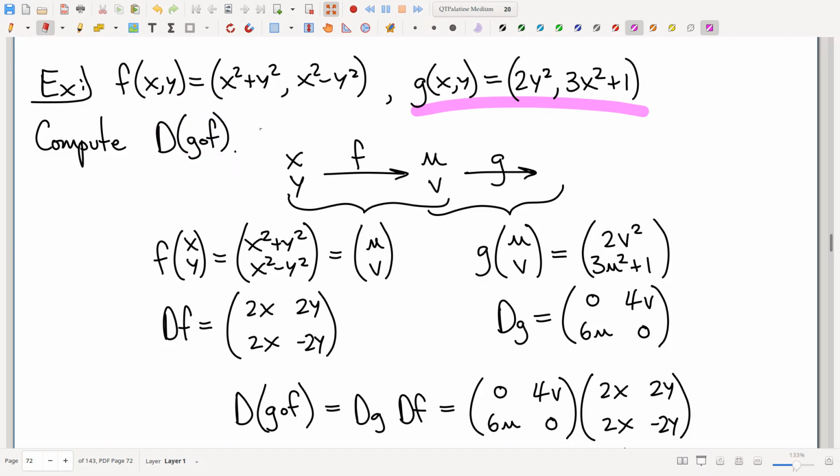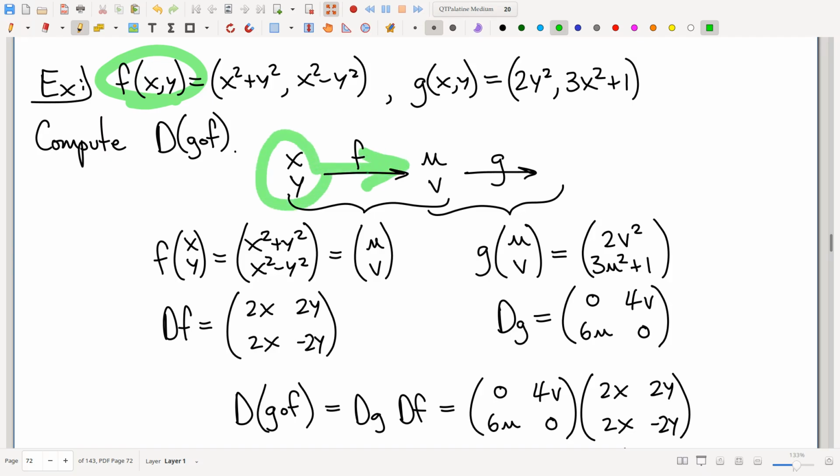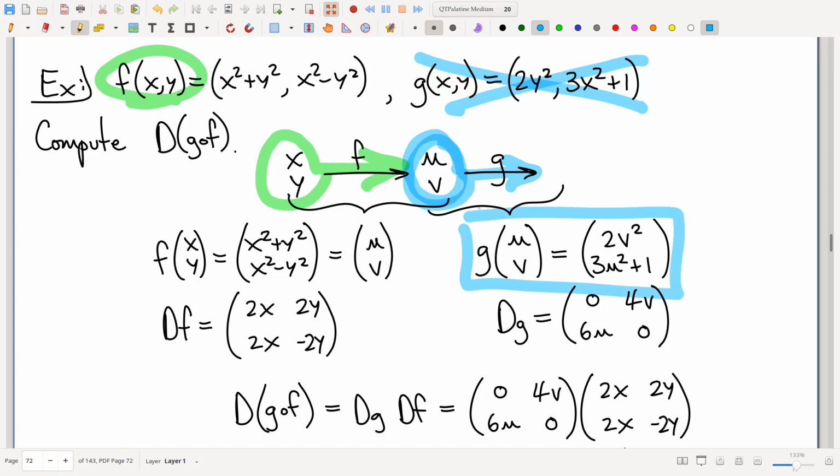Now again, f seems to be written in terms of x's and y's, so I guess I'm going to do that. The outputs from f, I can't call x and y, obviously. That'd be confusion of variables. And that means that the inputs to g cannot be called x and y. So I've got to take that formula for g and rewrite it in terms of different dummy variables.